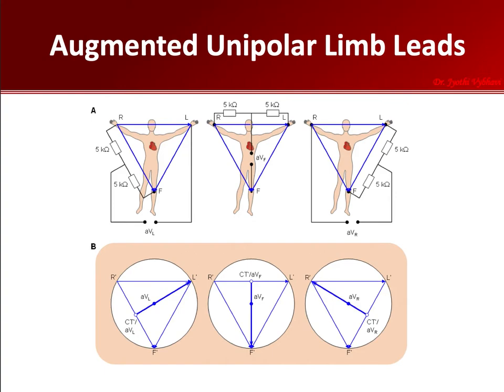So what happened to the central terminal now? It is no more an equilateral triangle, isn't it? So what happened to the central terminal? It gets shifted to the midpoint of these negative electrodes, but the axis remains the same. It is recording the same electrical activity with the same angle, but the central terminal, instead of being in the center of the heart, comes in between these negative electrodes, okay.